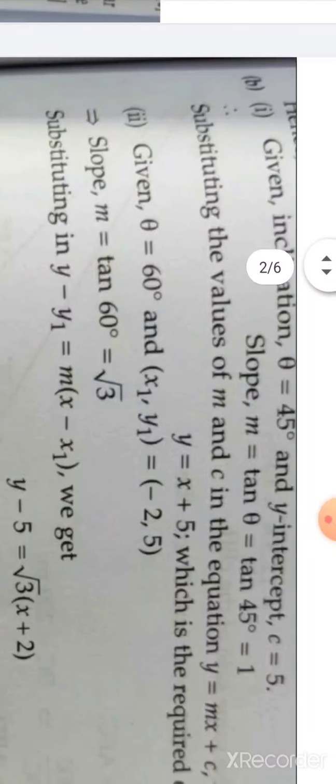B part: given the inclination theta is equal to 45 degrees and y-intercept c is equal to 5. So now slope m is equal to tan theta. Tan 45 degrees is 1. Substitute the values of m and c in the equation y is equal to mx plus c. So we get y is equal to x plus 5, because the m value is 1 and the c value is 5.